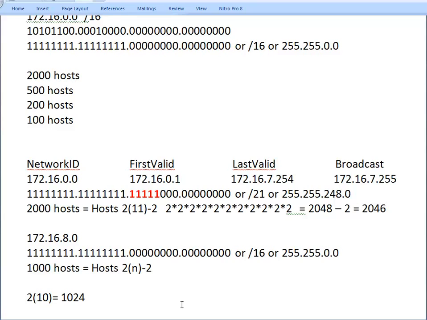Always, if it's a big number or anything, you can start from that point. So 2 to the power 10 is 1024. So for 1000 hosts, we're going to need 10 bits. Reserve 10 bits. That's 8, 9, 10. Everything else will become 1. So 1, 2, 3, 4, 5, 6, 7. Oh, sorry, 6.